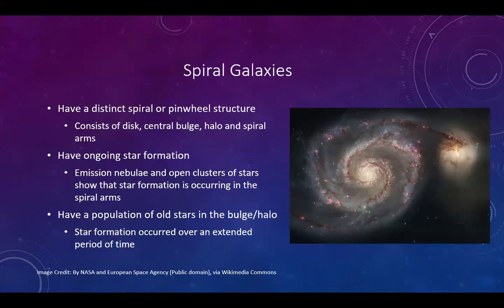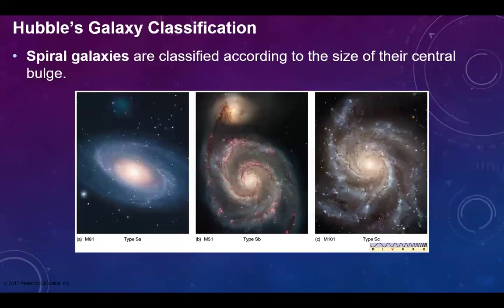Spiral galaxies have a distinctive spiral or pinwheel structure. They consist of a disk, a central bulge, a halo all around, and spiral arms. Spiral galaxies have ongoing star formation in those arms. Emission nebulae and open clusters show that star formation is occurring in the spiral arms. They have a population of old stars in the bulge and in the halo. So that implies that star formation has occurred over an extended period of time. So that is both young and old stars.